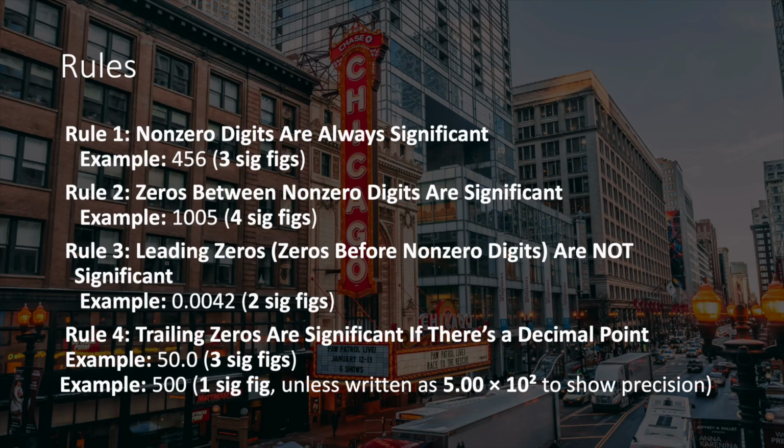So you say they're not significant because you can never know. So yeah, they just have two significant figures because they have the two non-zero digits. The last rule is that trailing zeros are significant if there's a decimal point. That decimal point is the guide, right? It just changes everything. So if you have 50.0, that's three significant figures because that decimal point is saying that those two zeros are accurate and it knows that for a fact.